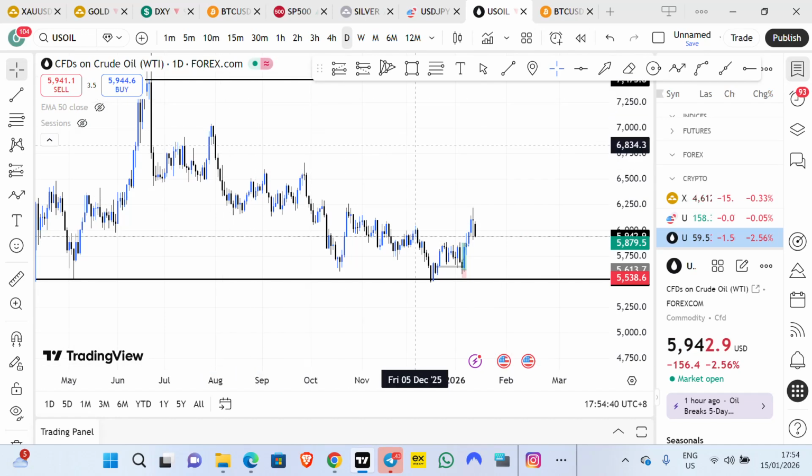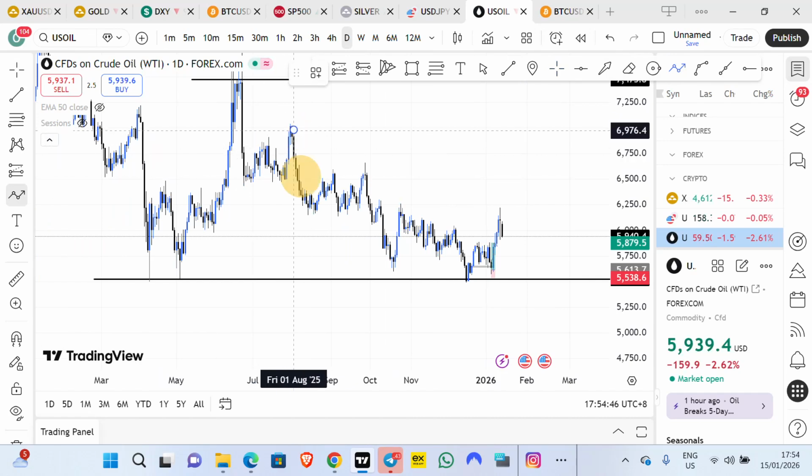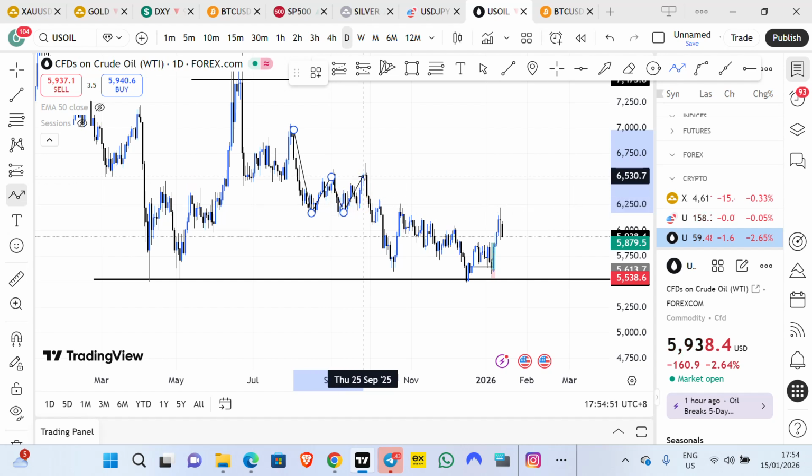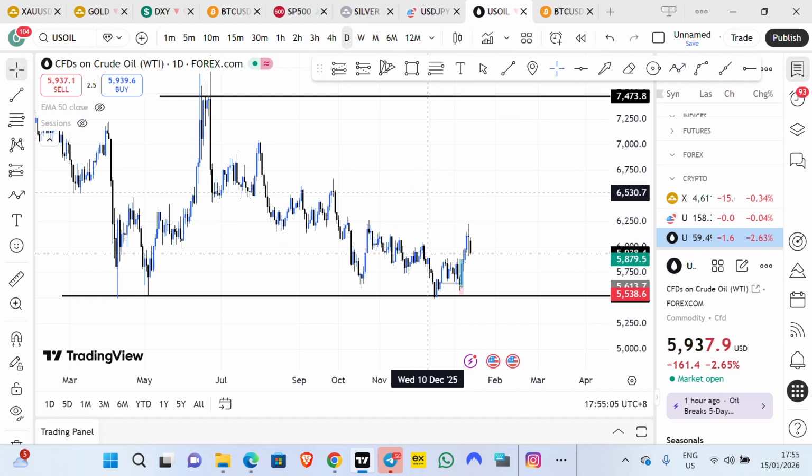You can see the market is in a downtrend. We have lower lows, lower highs, equal lows, equal highs, and a new lower low and lower high, lower low, lower high, and lower low. All right, guys, so this is a downtrend, and whenever the market is in a downtrend, what you look for is sell opportunity.